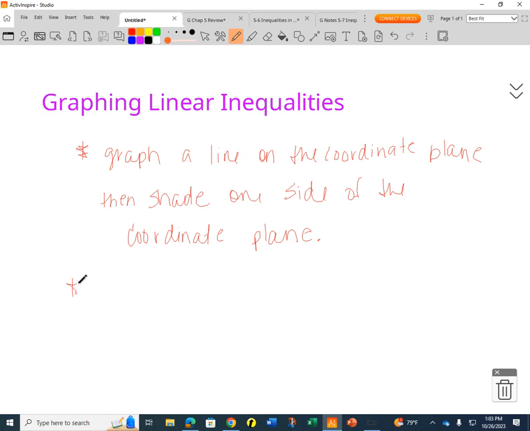So the shaded side, or the shaded points, are the solutions to the inequality.